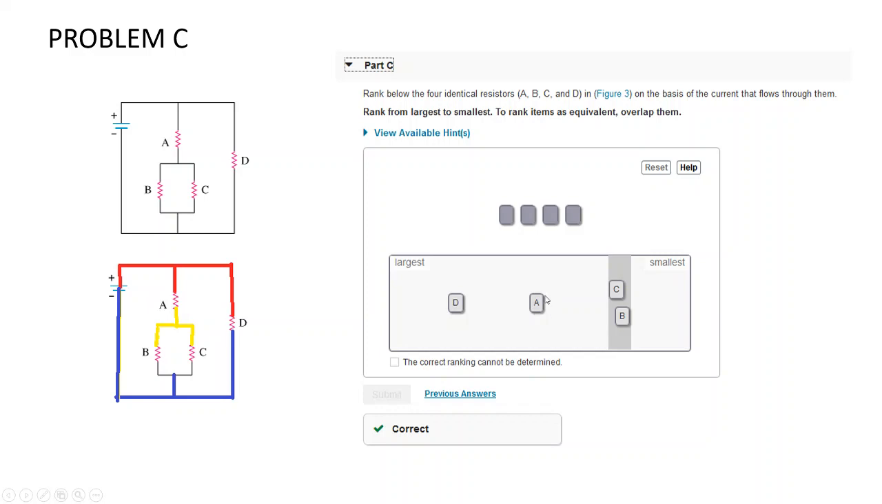So we can say that A, even though it's less than D, will still be bigger than C and B. And C and B will be equally smaller than A and D because they are parallel to each other and they are smaller than D by default. So that's all the problems for this one Mastering Physics homework.